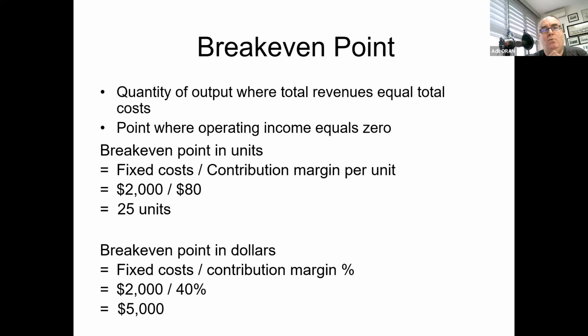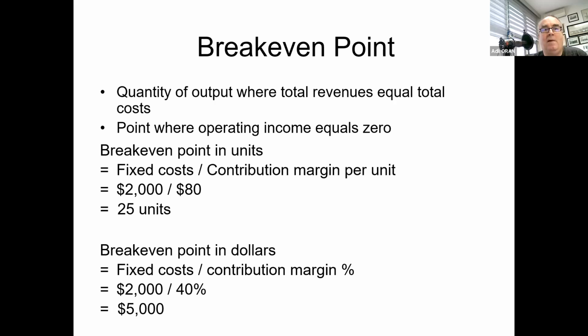But if you wanted to calculate that break-even point in dollars directly, you could do this: fixed costs divided by the contribution margin percentage, right? Contribution margin percentage was 40% in our example. So 2,000 divided by 40% gives you $5,000. So if you want to calculate the break-even point directly in dollars, $5,000, this is how you calculate it. So you can use these formulas to quickly and easily give you the break-even points.